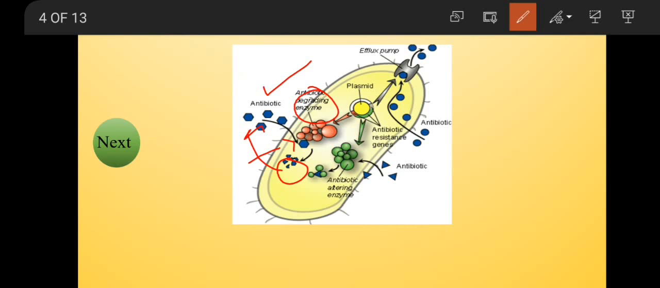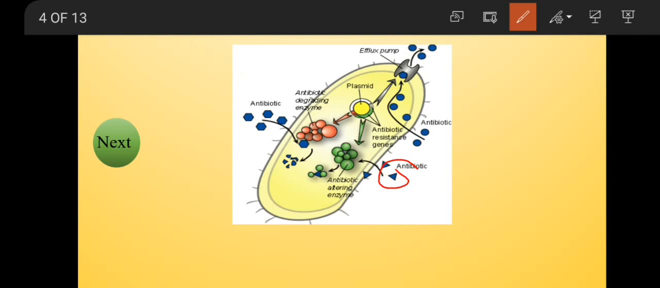It is degraded by these enzymes being released by this extrachromosomal DNA. The virulent gene is stored in the extrachromosomal DNA, which is also known as a plasmid. Plasmid plays a main role in all this activity. Now the second role, as you can see, is antibiotic-altering enzymes. We will study this topic in the next slide, but I'm just trying to represent it here. As you can see, antibiotics enter inside the cell.